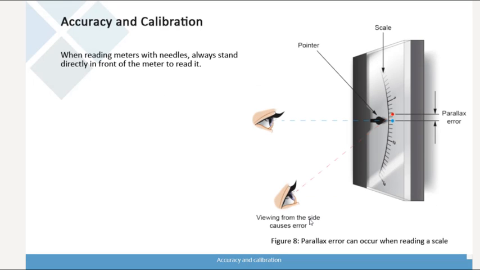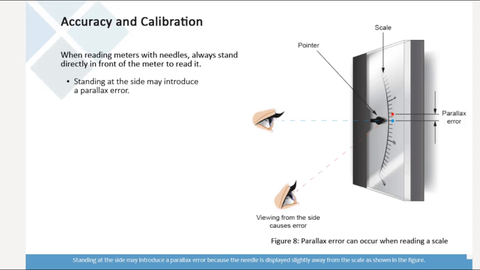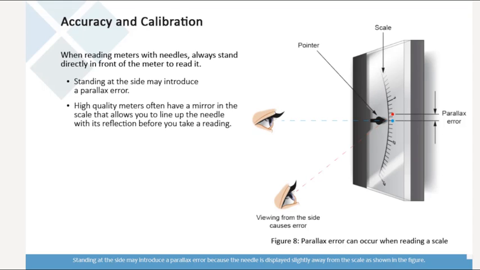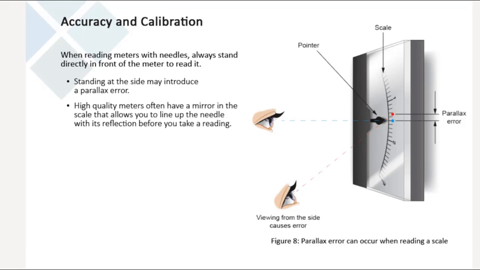When reading meters with needles, always stand directly in front of the meter to read it. Standing at the side may introduce a parallax error because the needle is displayed slightly away from the scale as shown in the figure. High-quality meters often have a mirror in the scale that allows you to line up the needle with its reflection before you take a reading.